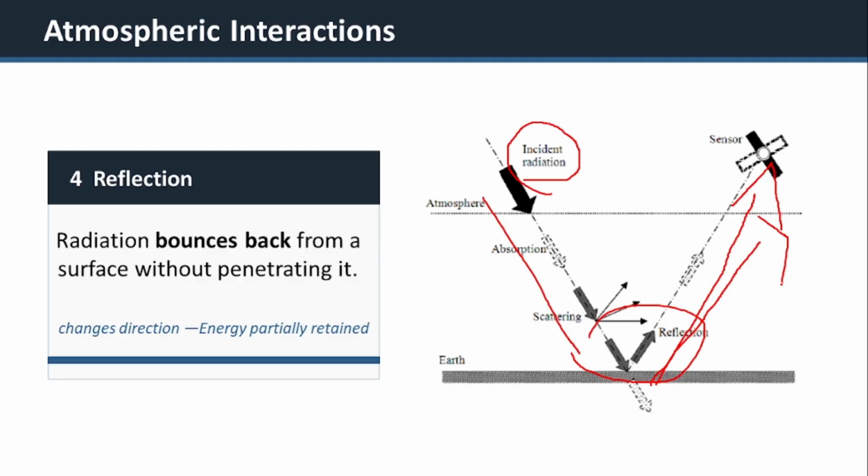Now let me summarize. There are 4 different types of atmospheric interactions: absorption, scattering, reflection and refraction. In absorption, the energy is absorbed. In scattering, the energy is scattered. In reflection, the energy bounces back. And in refraction, the energy passes through a medium.